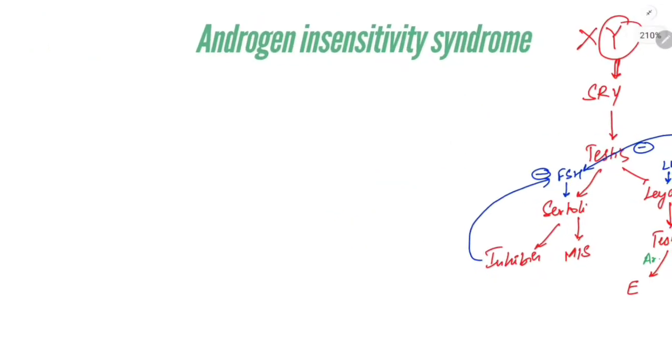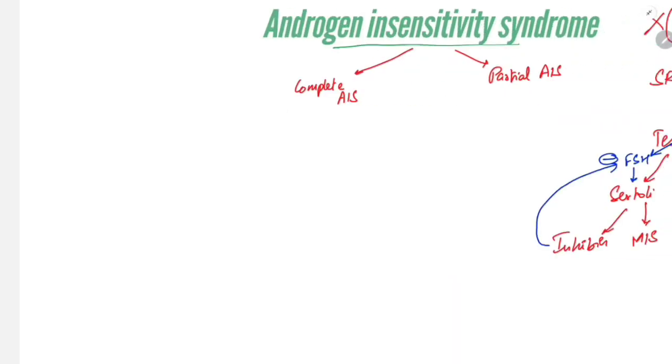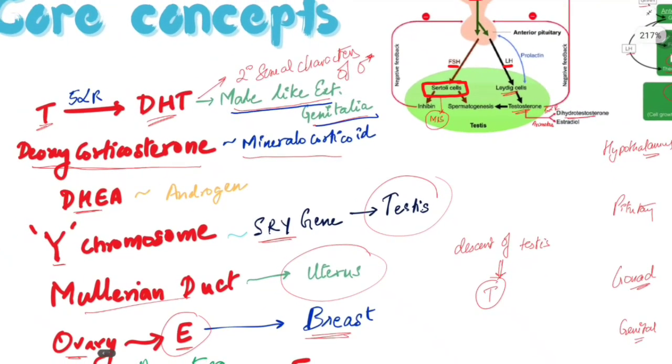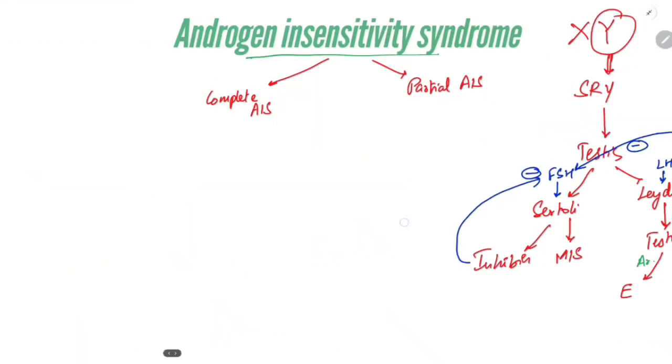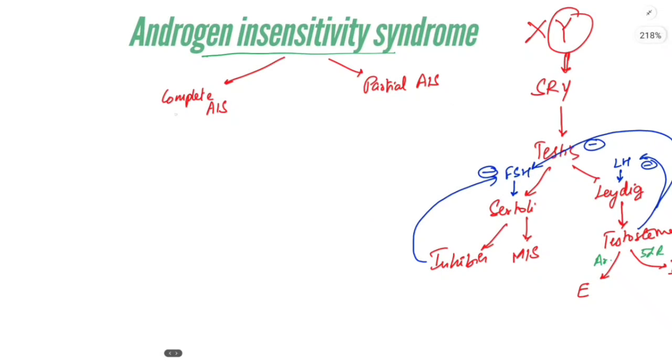So coming to androgen insensitivity syndrome. Androgen insensitivity syndrome la rendu type irukku. The first one is complete androgen insensitivity syndrome. Second one is partial androgen insensitivity syndrome. So நம்ம ஆல்ரெடி பார்த்த மாதிரி testosterone is required for conversion into DHT, and DHT is responsible for male-like external genitalia and secondary sexual characters of male. But here in complete AIS, androgen சுத்தமாவே work ஆகல.